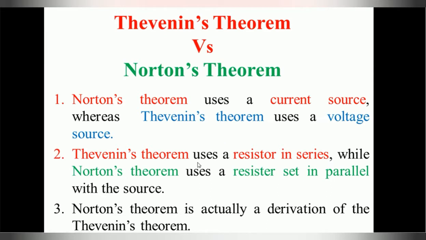So Thevenin's theorem uses a resistor in series with the voltage source, and Norton's theorem uses a current source, so the resistor should be connected in parallel with the source. Norton's theorem is actually a derivation of Thevenin's theorem. That is, from Thevenin's theorem, if we convert the voltage source into a current source, the corresponding network is called the Norton's equivalent circuit. If we replace the voltage source with a current source, the current source with the parallel resistance is called the Norton's equivalent circuit. So the Norton's equivalent circuit is normally obtained from the Thevenin's equivalent circuit. That's why Norton's theorem is actually a derivation of Thevenin's theorem.